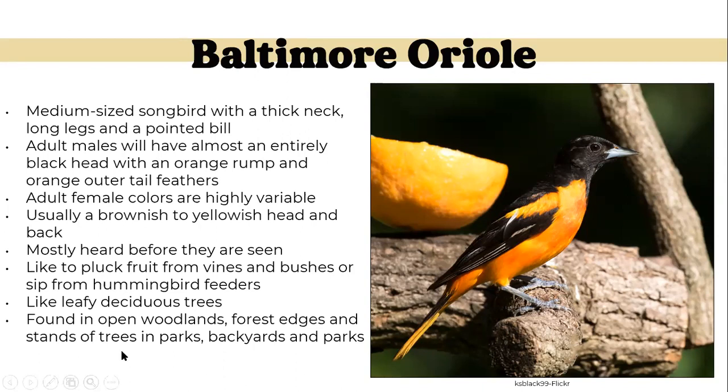Mostly people hear them before they see them. They like to eat fruit from vines and bushes. They like deciduous trees, but they don't like to be found in deep forests. They like open woodlands and the edges of forests. A lot of times you can see them in parks, backyards, pretty much anywhere, even your house.